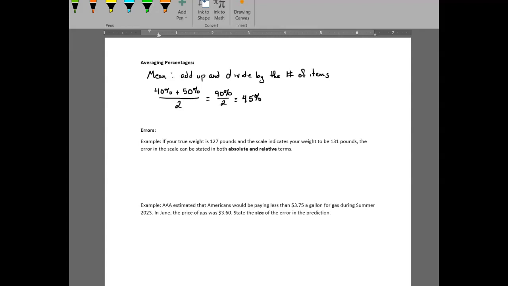But now let's say that that 40% is out of 100, and the 50% is out of 1,000. So 40% out of 100 is going to be 40, where 50% out of 1,000 is 500. And so is 45% out of what? What are we talking about? Is it 45% out of 100 or 45% out of 1,000?